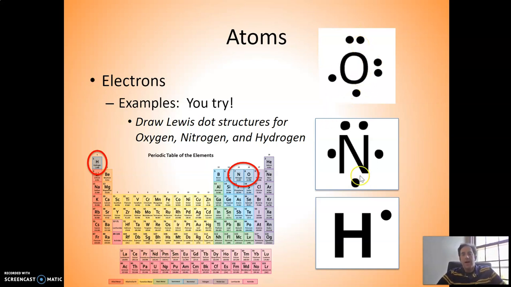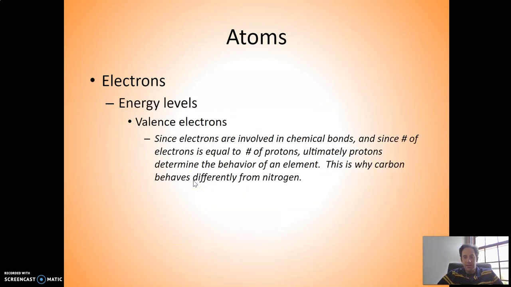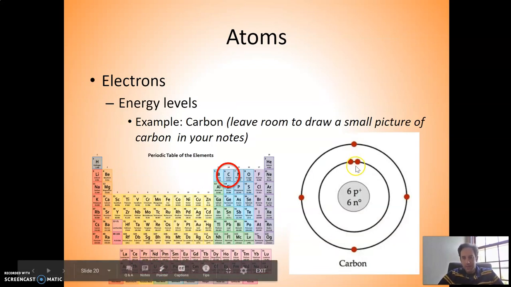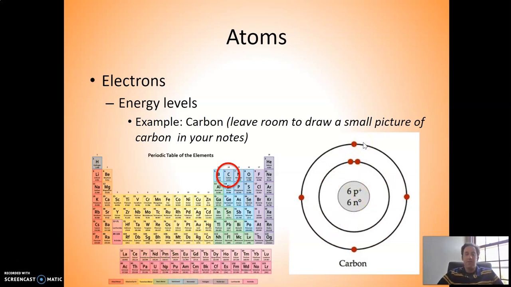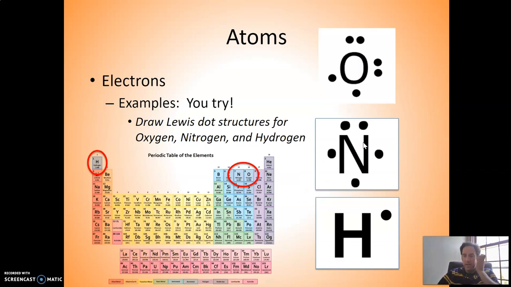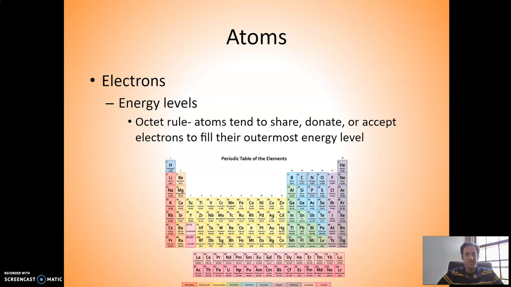Now again, with oxygen and nitrogen, we know that there are 2 electrons in that inner energy level, right? So just like carbon, there's 2 electrons there, but they're not very chemically interesting to us. So we just kind of ignore them and just highlight these valence electrons, okay?